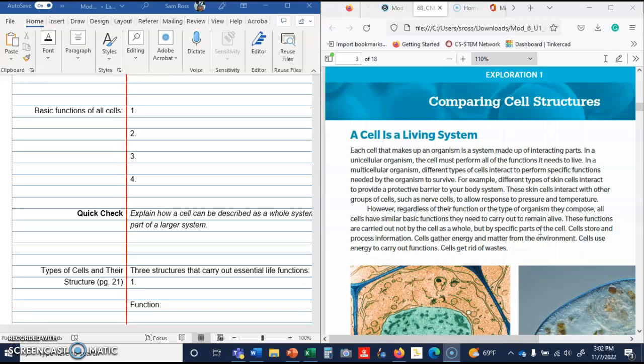Cells store and process information. That's 1. Cells gather matter and energy from the environment. That's 2. Number 3, cells gather information and matter. Oh, okay, I messed it all up. Darn it. I'm so sorry.